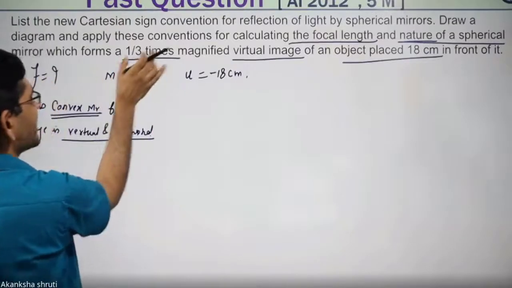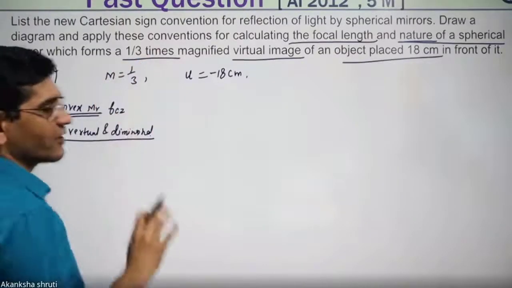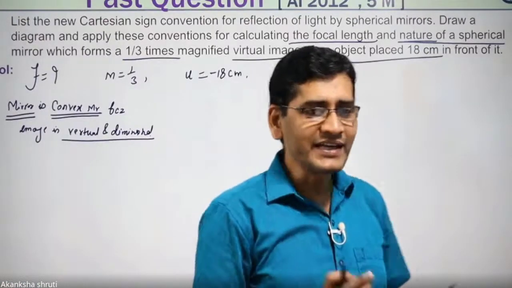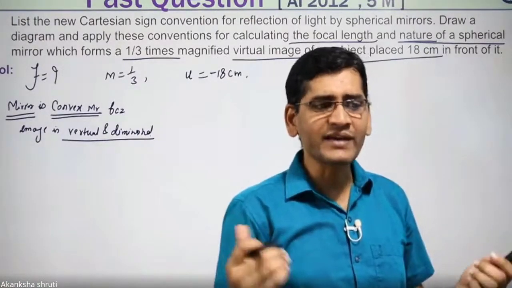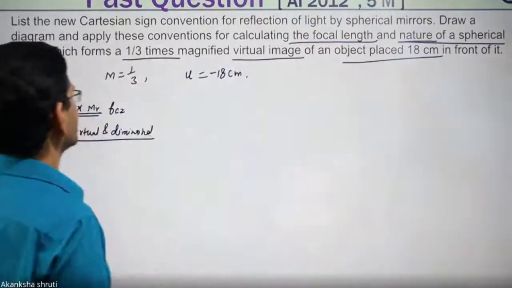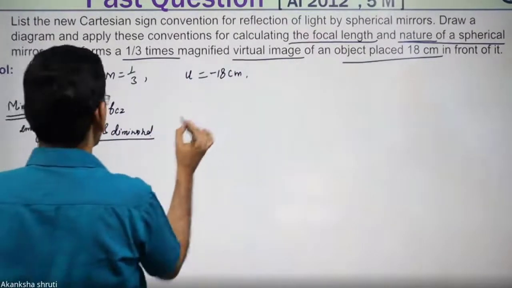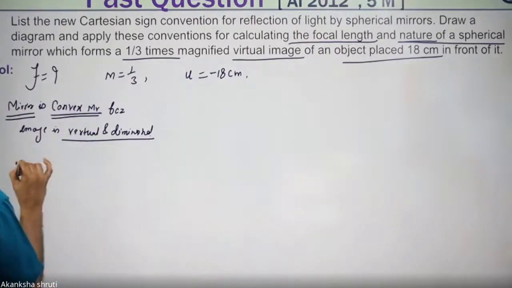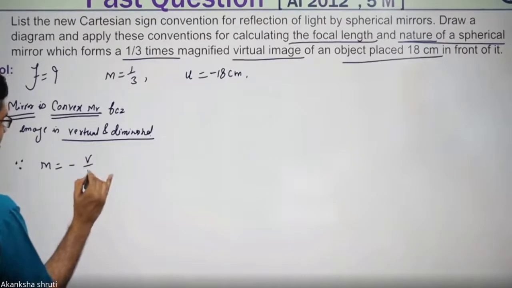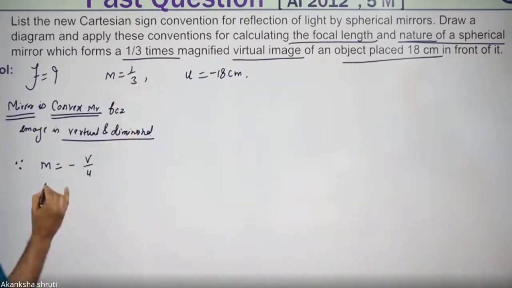Magnification, whatever the value given, you have to keep as it is. Or even for the virtual image, the magnification is positive. So we have to take plus 1 by 3, not as minus 1 by 3. Okay, students? Now we have to write, since magnification is given by minus v by u, go for substituting.